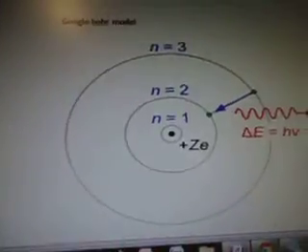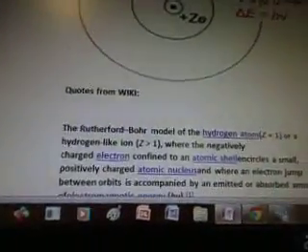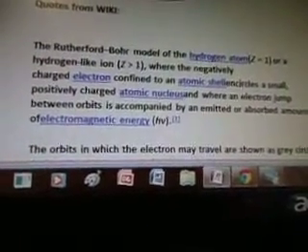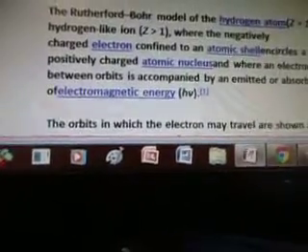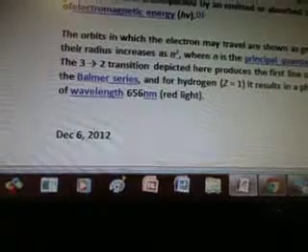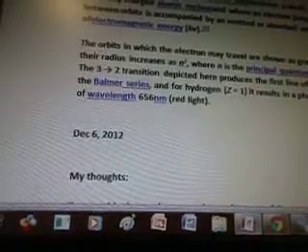So I'm going to Google the Bohr model, and that's what it looks like. Quotes from Wiki: The Rutherford-Bohr model of the hydrogen atom, Z equals 1, or a hydrogen-like ion, Z greater than 1, where the negatively charged electron, confined to an atomic shell, encircles a small positively charged atomic nucleus, and where electron jump between orbits is accompanied by an emitted or absorbed amount of electromagnetic energy, hν. The orbits in which the electron may travel are shown as gray circles. The radius increases as n², where n is the principal quantum number. The 3 to 2 transition depicted here produces the first line of the Balmer series, and for hydrogen, Z equals 1, it results in a photon of wavelength 656 nm, red light.